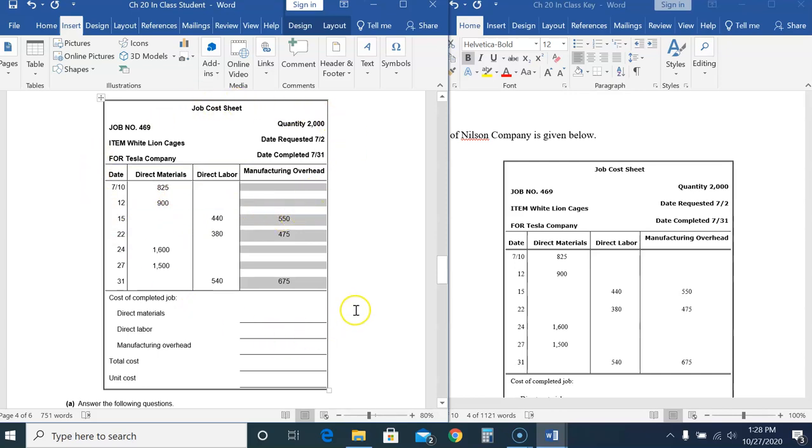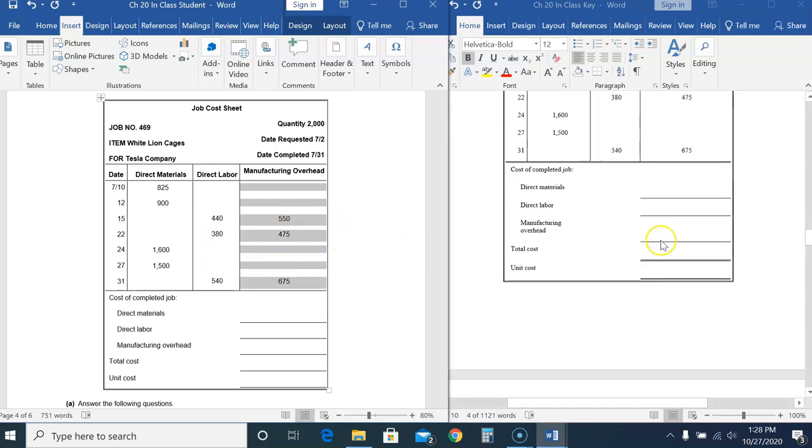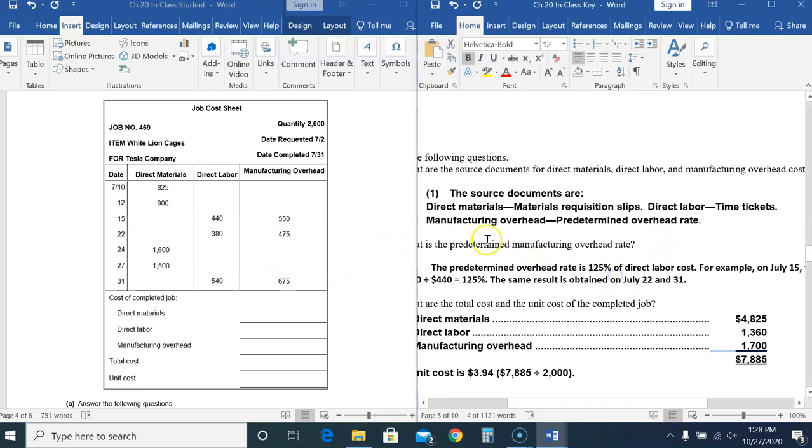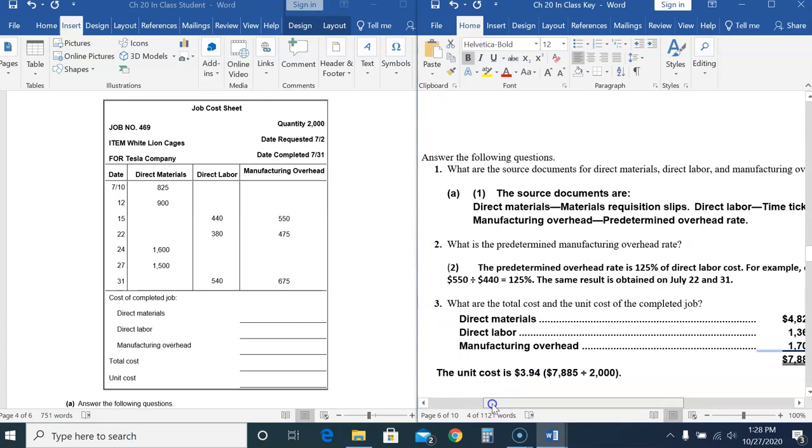Remember, these job cost sheets are like a side document or a subsidiary ledger outside of the general ledger. We use this to help us record into the general ledger. So where do the amounts come from that are recorded into a job cost sheet? That is actually the first question in this problem.